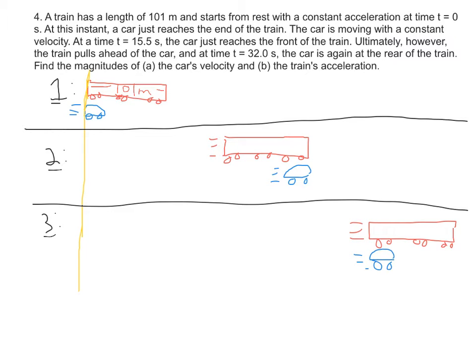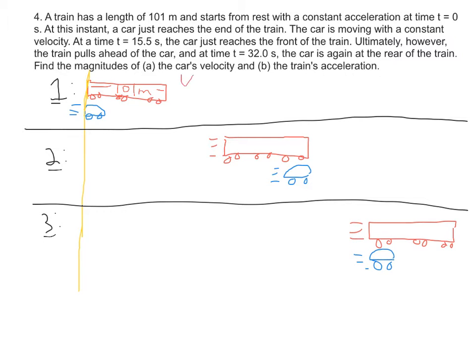So I'm going to label what I got going on in each of those situations, because we're told in the process of reading the question that there's a time 1, when the train first starts going, that the car is lined up with the back of the train. There's a time 2 when the car has caught up to the front of the train, and then a time 3 where it's returned to the back of the train once again. So let's look at what we got going on here.